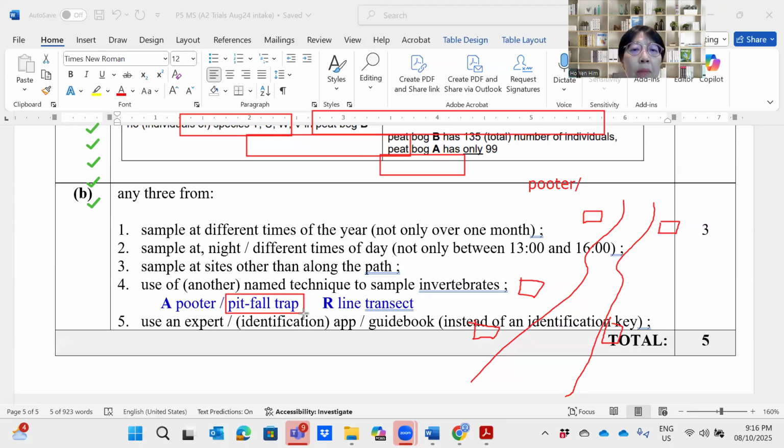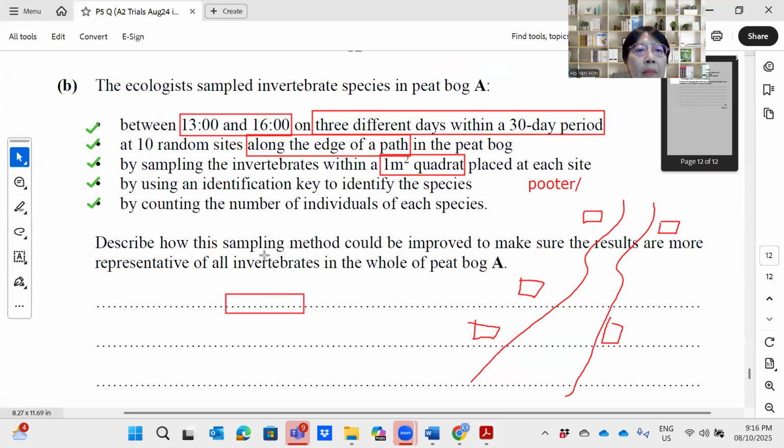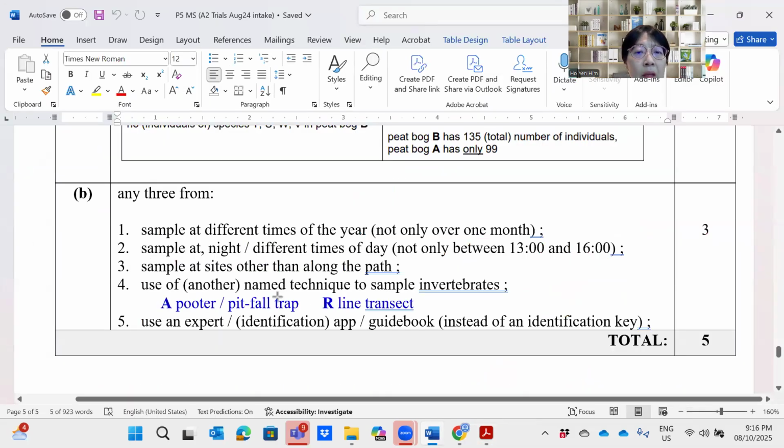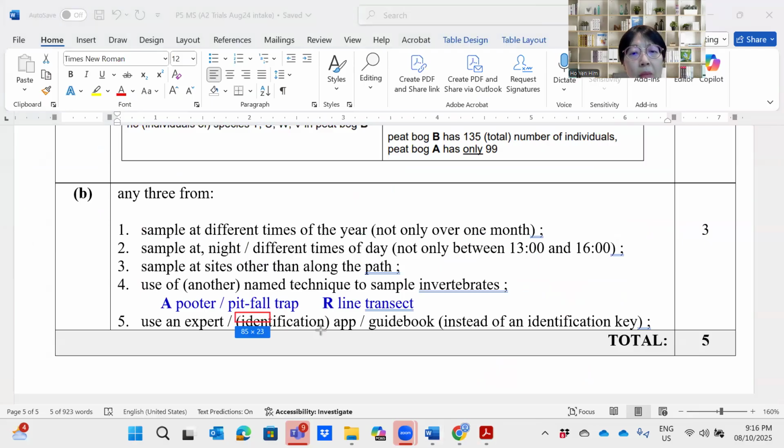Now, they also mentioned the last one, they use an identification key to identify the species. Nowadays, there are many, many ways to identify them. If you look at the mark scheme, it's very interesting, because they say that you can even use apps. Identification apps in the handphone. There are a lot of apps. You take the photo and then you post it up even to Google, and they can actually tell you what it is. So you can use apps or you can get an expert.